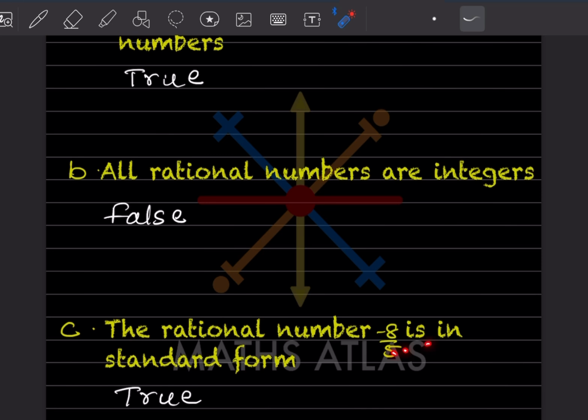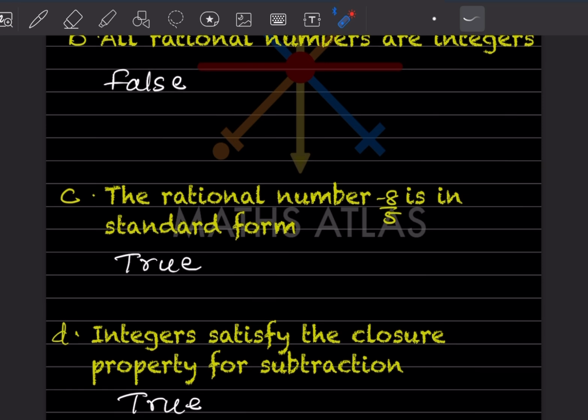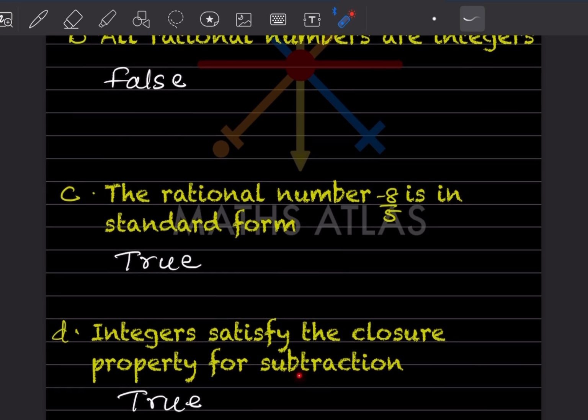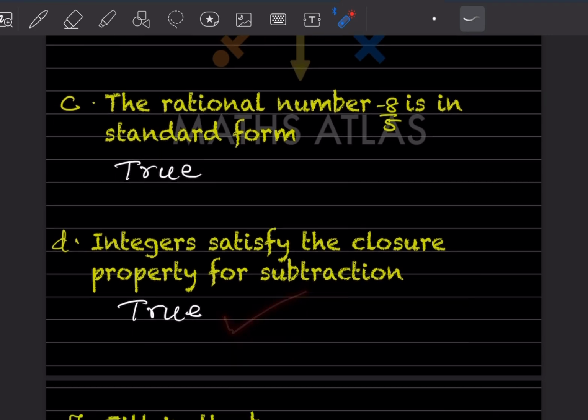The rational number minus 8 by 5 is in standard form. So this is in standard form. This is in the form of a by b. So that is true. Integers satisfy the closure property for subtraction. So it is true, because when two rational numbers are subtracted, the difference is always a rational number. So this is going to be true.